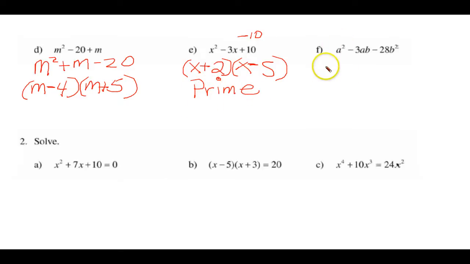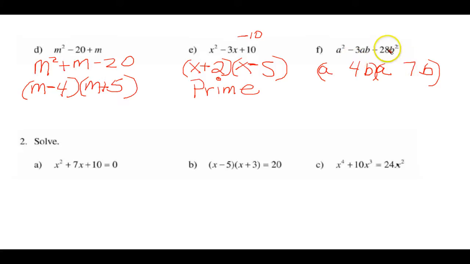Now every once in a while we'll see something like this, where there are 2 sets of letters. It's in standard form. There are no common factors. And we could put an a there and an a there. And we have a b there. We could put that there as well. Okay, so now we just need to figure out factors of 28 that have, in this case, a difference of 3. And it looks like it will be 4 times 7.